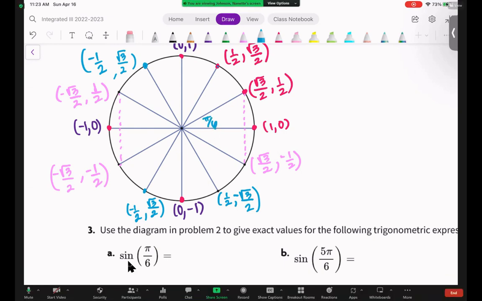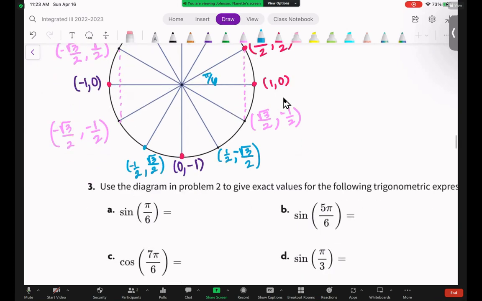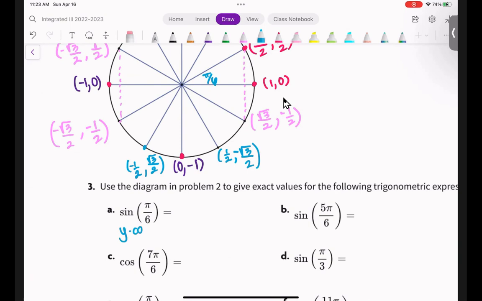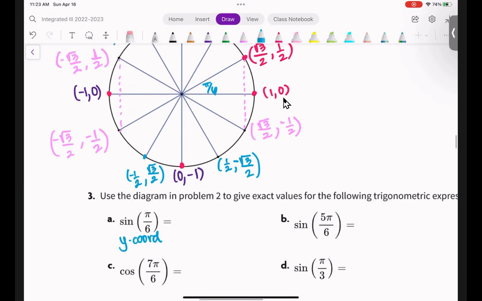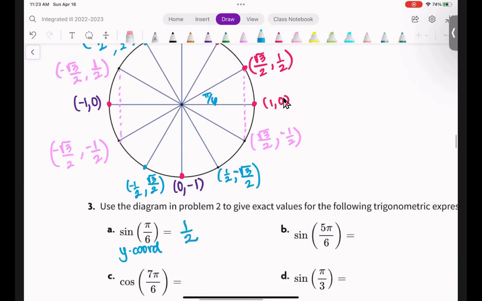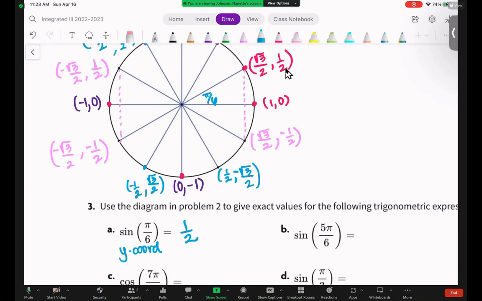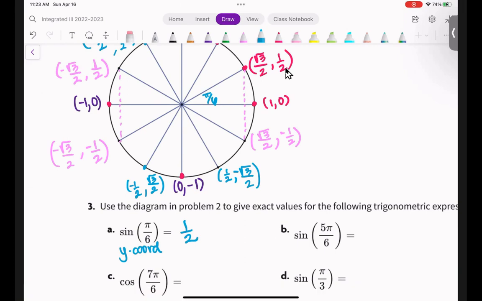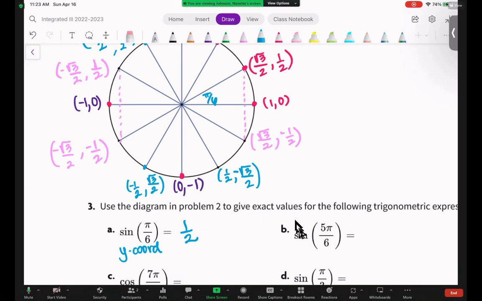Since it's asking for the sine, and I know that this is 1 unit, I just need to grab the y coordinate. I'm looking for sine, so the y coordinate is 1/2. And that's it. That's all I do. Now I'm going to show you a different way using sine of 5 pi over 6. Oh no, the same way, sorry, because this way was right here.